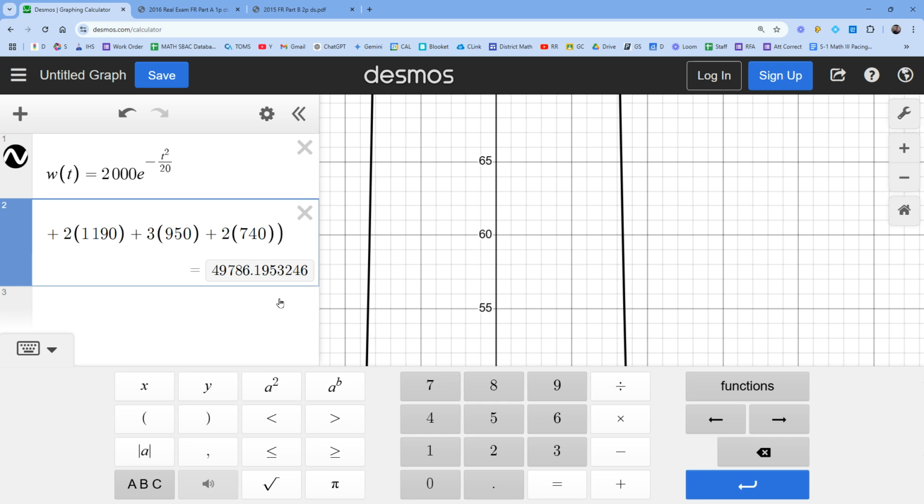And again, I'm going to round. Does it tell me how to round? It says to the nearest liter. So it's telling me whole number. So 49,786 liters.